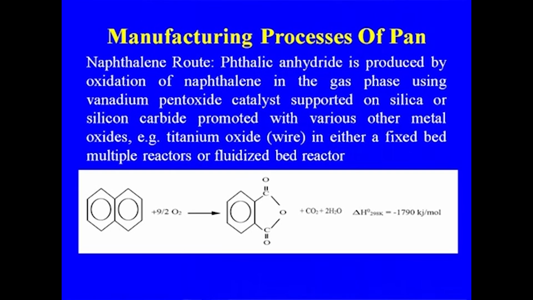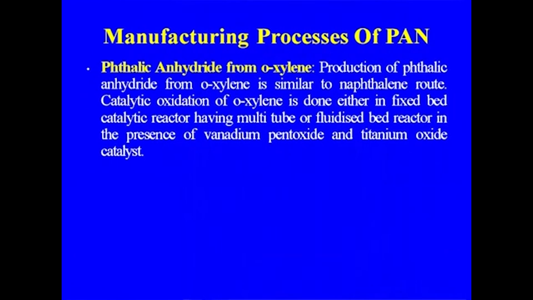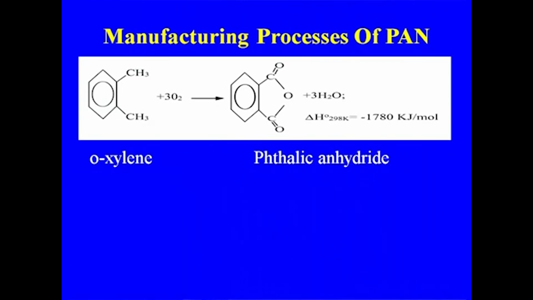But now all the phthalic anhydride we are making from the orthoxylene route. So production of phthalic anhydride from orthoxylene is similar to the naphthalene route, but here we are using orthoxylene, and the catalytic oxidation of orthoxylene is done either in a fixed bed catalytic reactor having multi-tube, or a fluidized bed reactor. Now the fluidized bed is more common, in the presence of vanadium pentoxide and titanium oxide catalyst. So this is the reaction that is taking place during the manufacture of phthalic anhydride, oxidation of orthoxylene to phthalic anhydride.